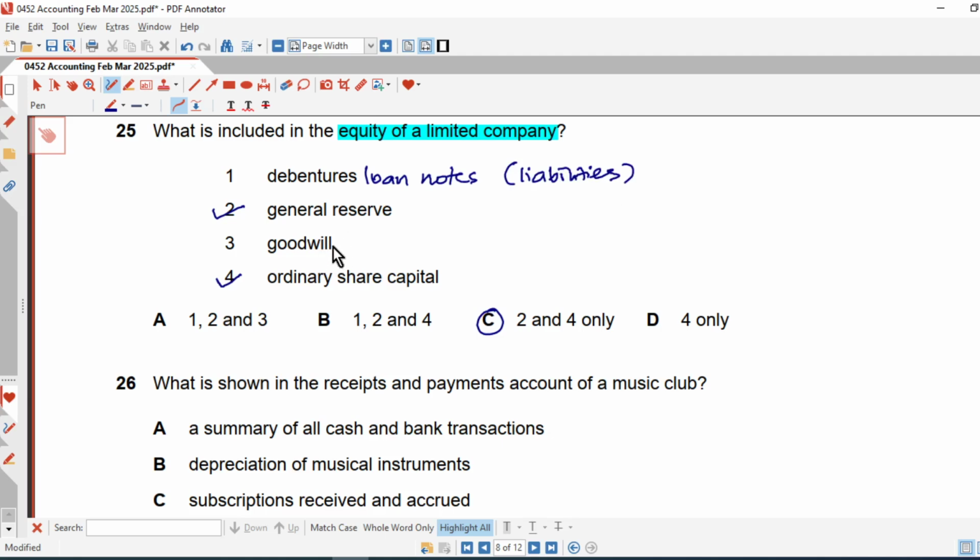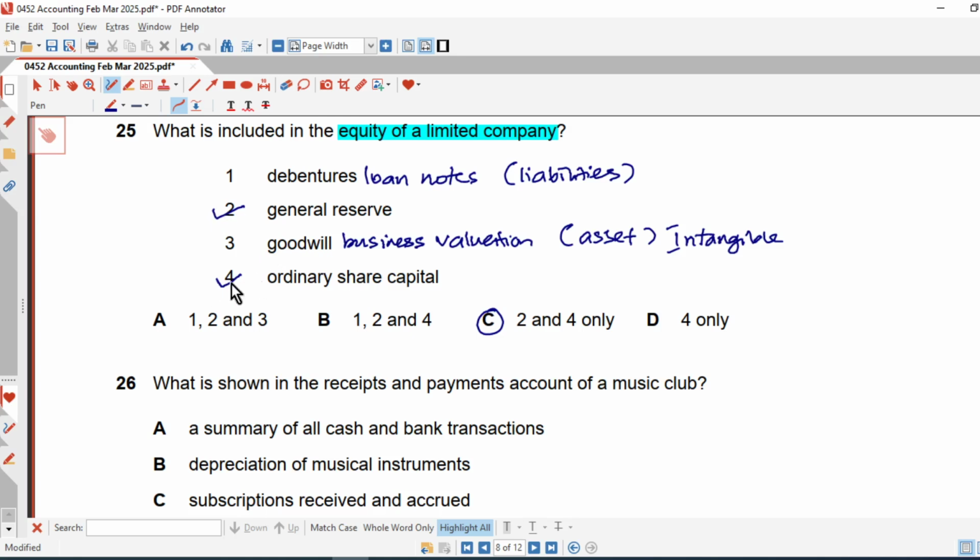Goodwill, right? It's a value of your business. We can say it's a business valuation, to make it simple. So this would be an asset to the business. In fact, it's an intangible asset where you don't see the physical item, but it's there, right? So 2 and 4 would be your only answers.